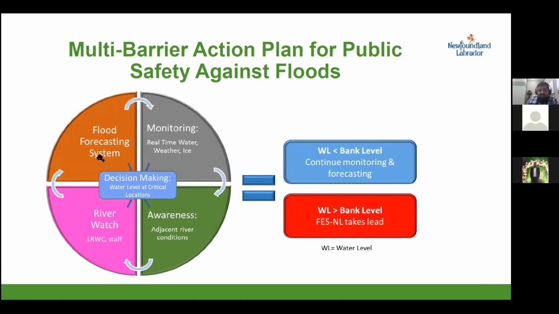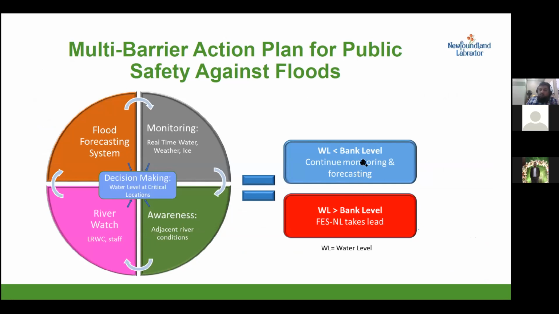So this is part of our multi-barrier action plan for public safety against floods, which is: we have a flood forecasting system, we do monitoring, we have awareness, and that is by looking at adjacent rivers, and we have local staff. So we don't rely on one thing, we rely on 4 things, because any one of these could be wrong, or you could have errors there. We rely on a combination of 4 things, and the idea is to figure out, is the water level going to stay less than the riverbank?